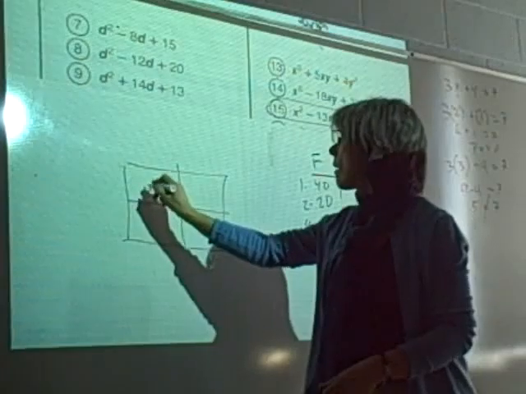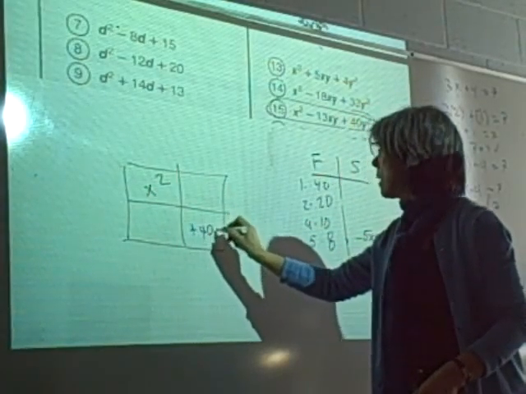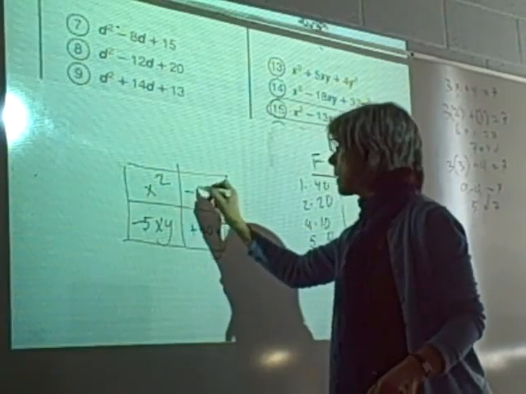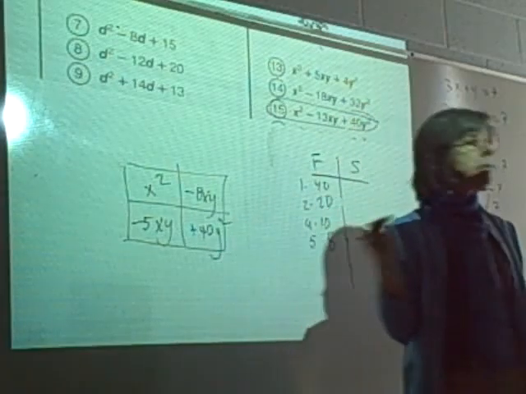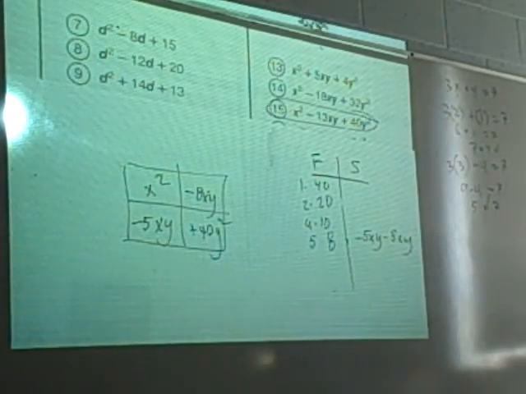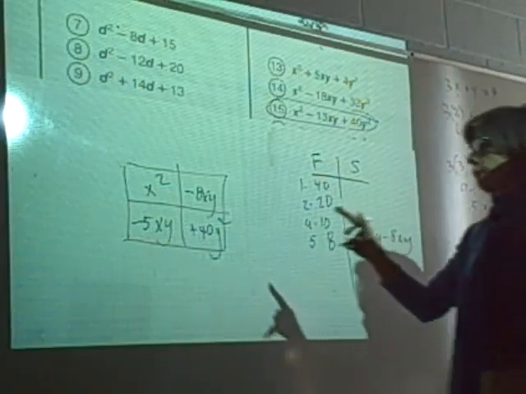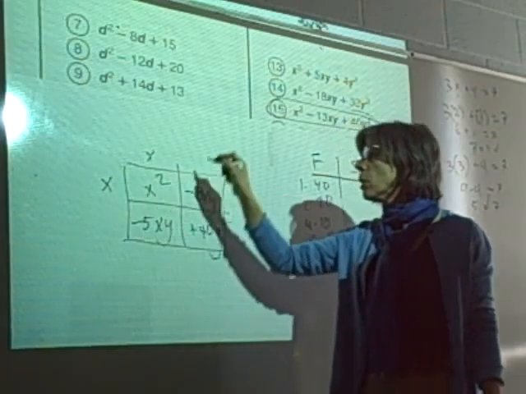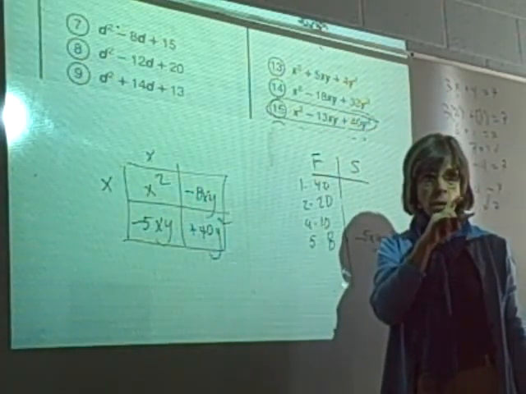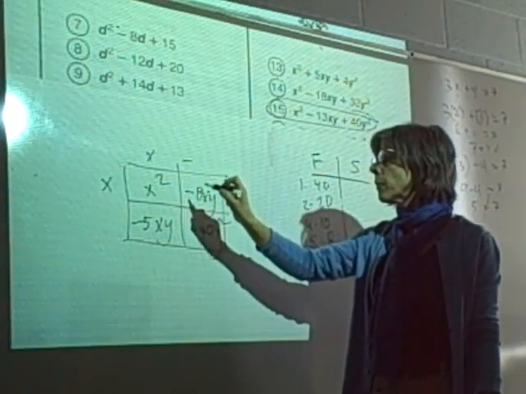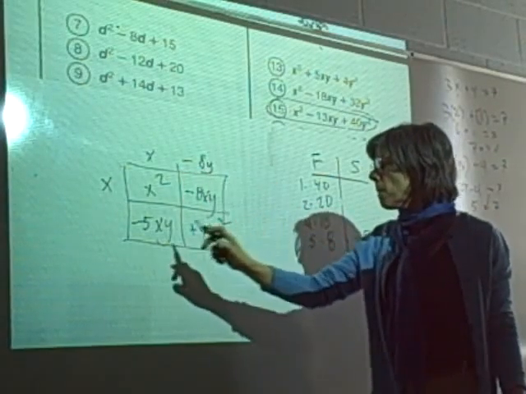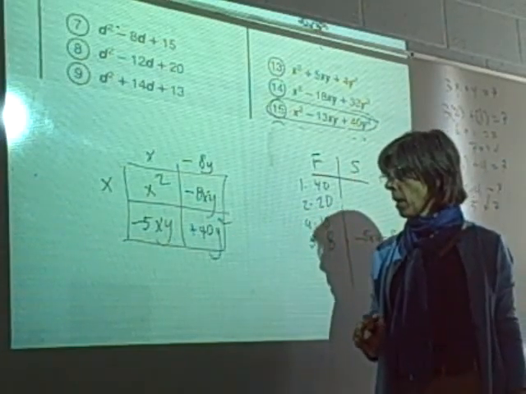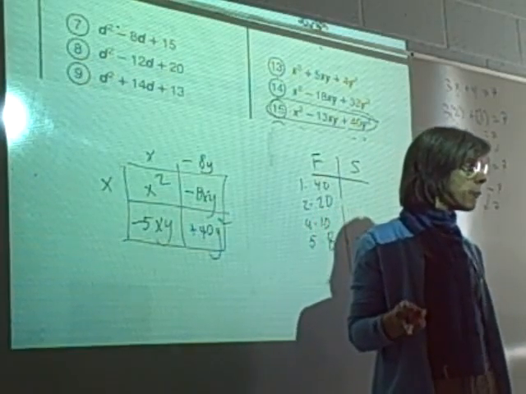All right, so I'm going to have x squared and 40y squared, and I'm going to have a negative 5xy and a negative 8xy. You need to be careful with your negative signs here. So what do they have in common? x. So x times what will be in here? I'll have an x here. What happens over here? I'm going to have a negative 8y. And what about over here? What do they have in common?